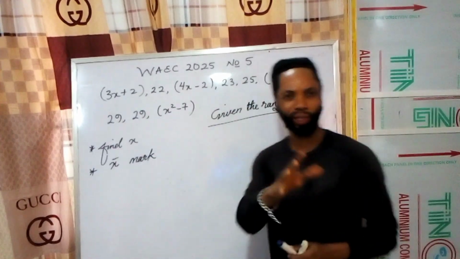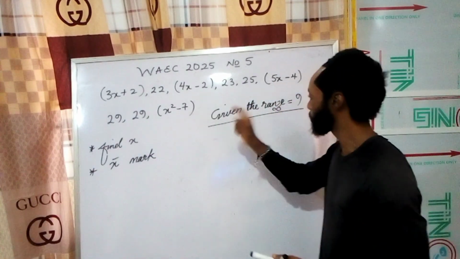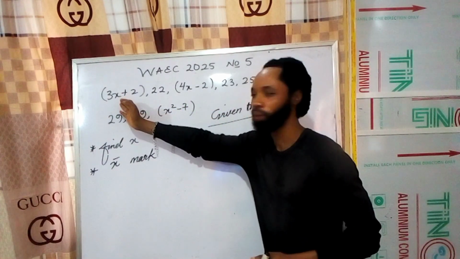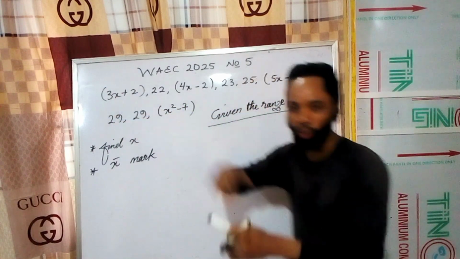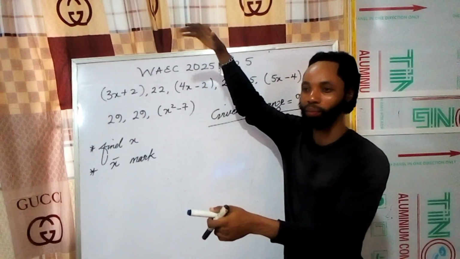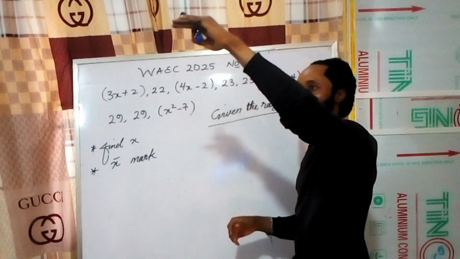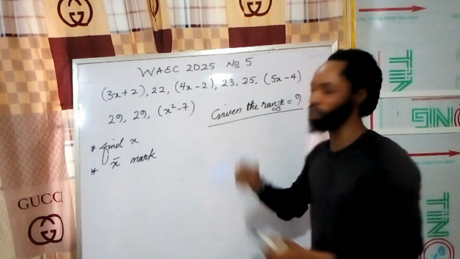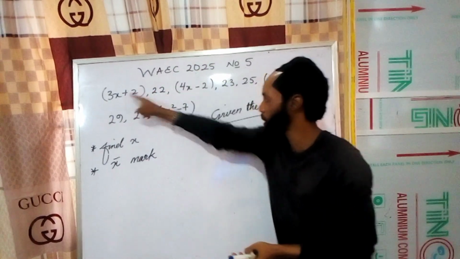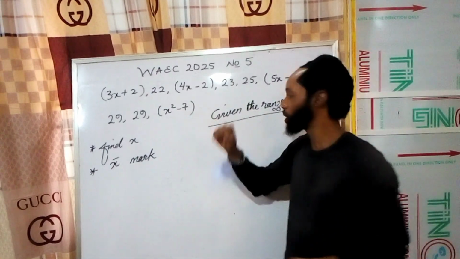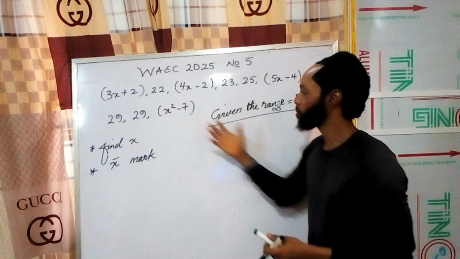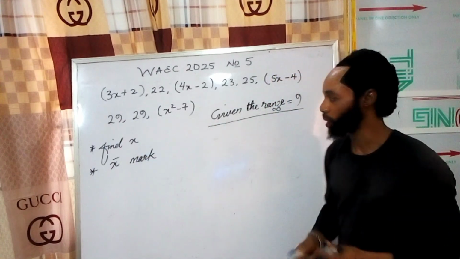The first thing to take into cognizance is that the range is 9, and the data is arranged in ascending order, from the smallest to the biggest. Ascending order means it's going up. Descending order means starting from the biggest to the smallest. But since they say ascending order, from the smallest we keep going up. This is the smallest and this is the biggest. Given that the range is 9, find x and the mean mark. So let's get down to it.